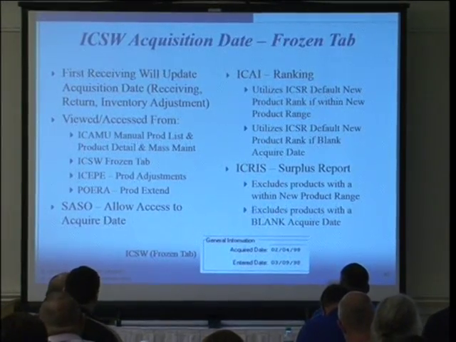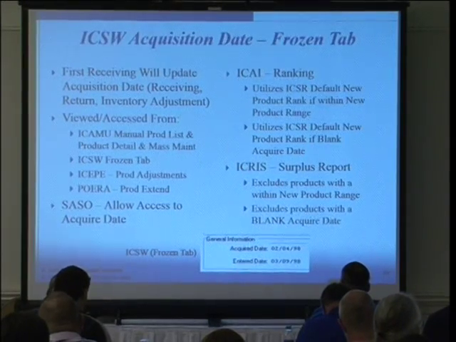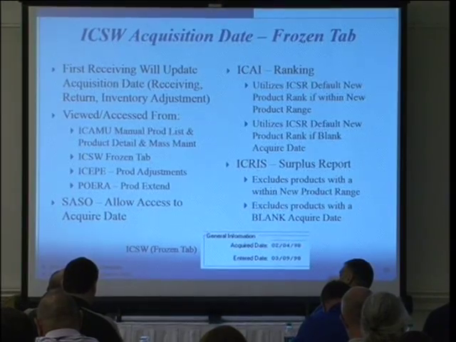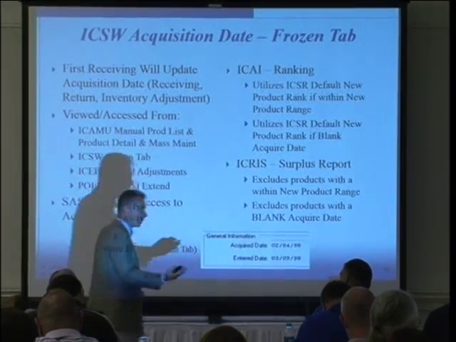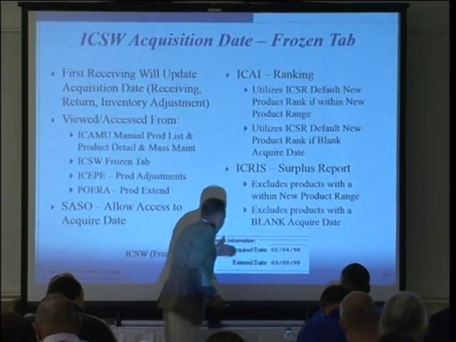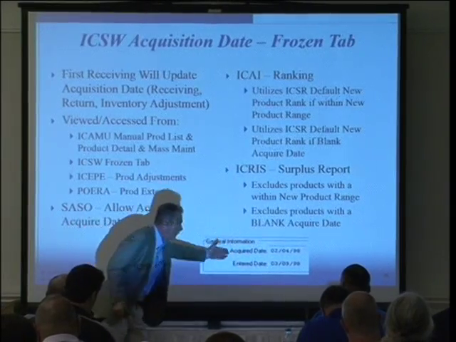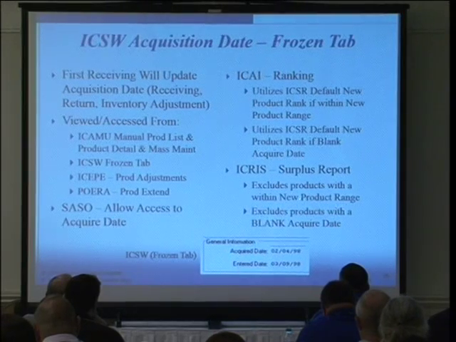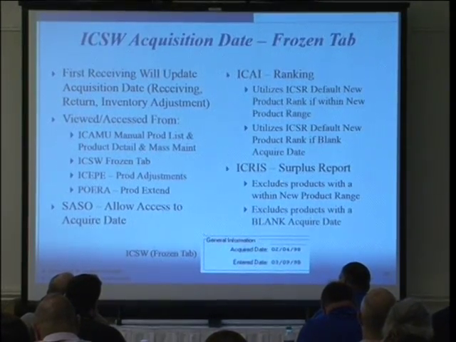Now, just so you know, first receipt or acquired date: there are many ways we get product on the shelf. We may have brought it in on a PO, we may have built it on a work order, we may have transferred it in. But whenever we end up with inventory on the shelf the first time, start the clock. That's used in ranking. Later on, you're going to see it's used in surplus inventory as well.